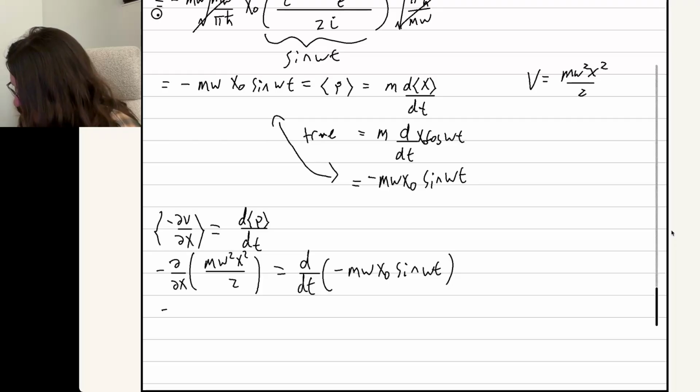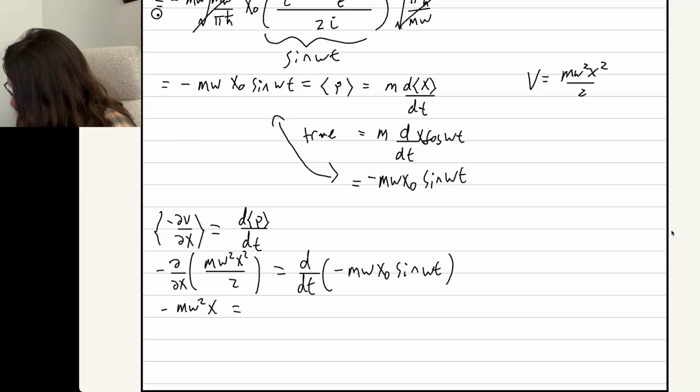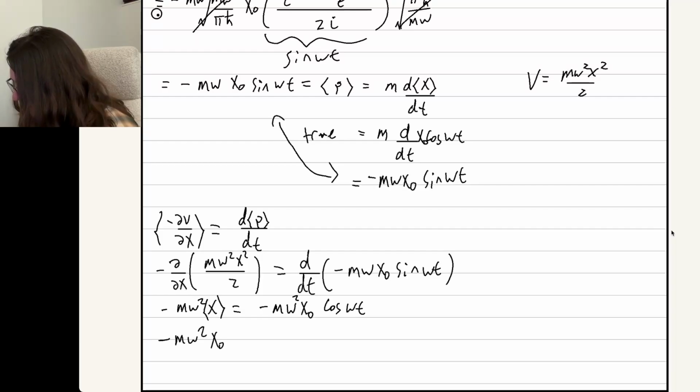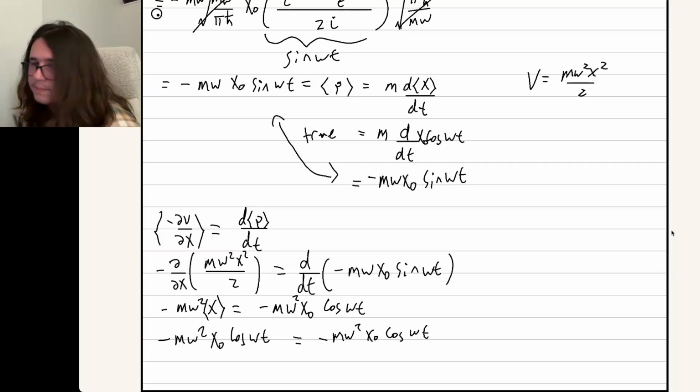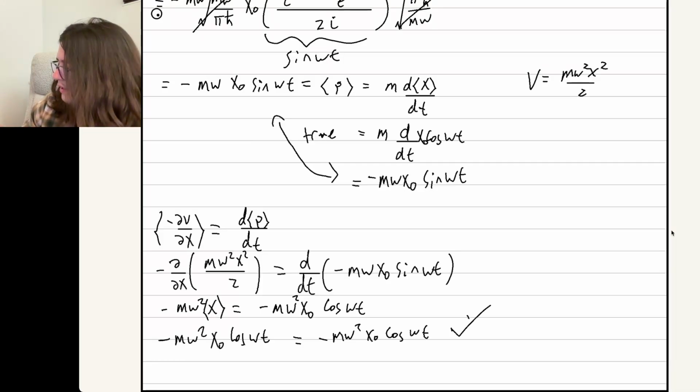And then we have that this is minus just m omega squared x, equals minus m omega x naught times, or it's omega squared x naught, my bad, cosine omega t. If you plug in the expectation value of x for x on the left-hand side, we get minus m omega squared x naught cosine omega t, which is the same as the right-hand side. So, pretty good. That's it.